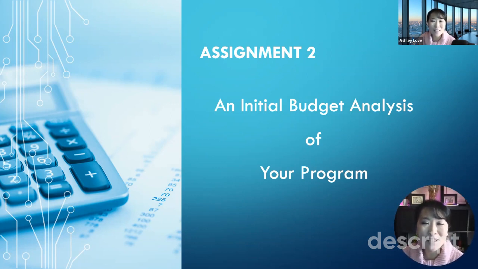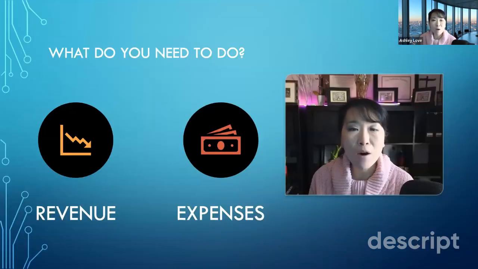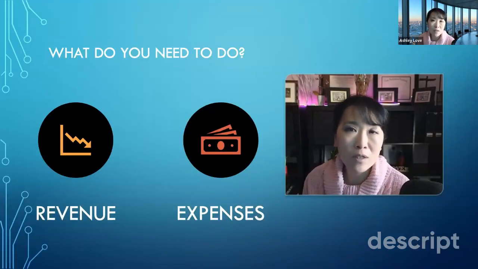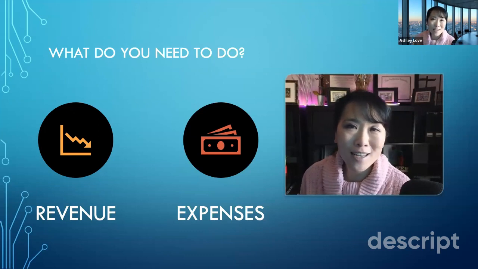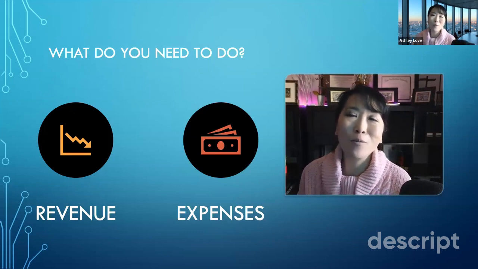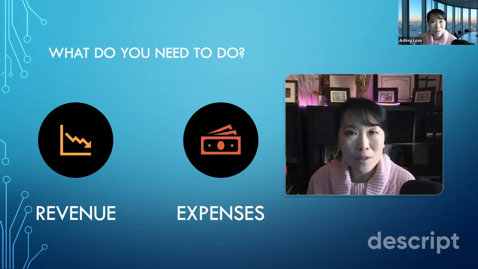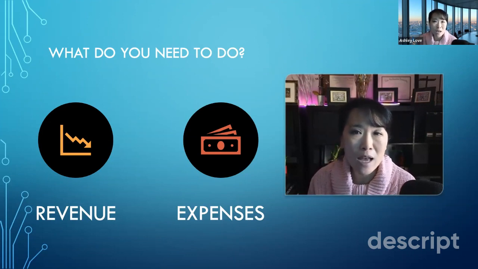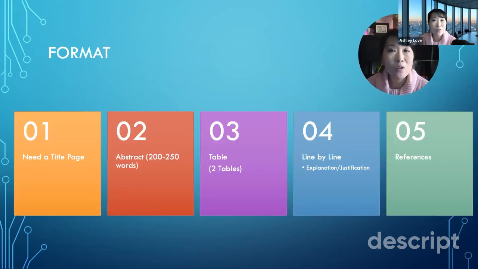Assignment 2 is an initial budget analysis of your program. This is just the first pass at your program that you're creating, and you don't have to worry about right now the budget models that we talked about in class. I want you to think about what's coming in and what's going out. In other words, in the finance or budget world, revenue, what's coming in, and what's going out, which is the expenses.